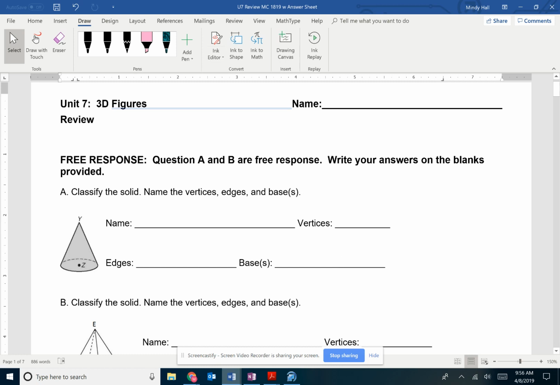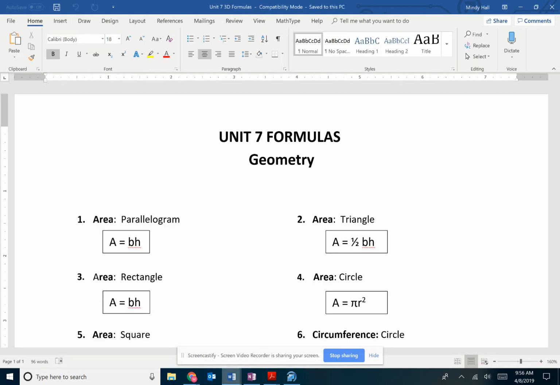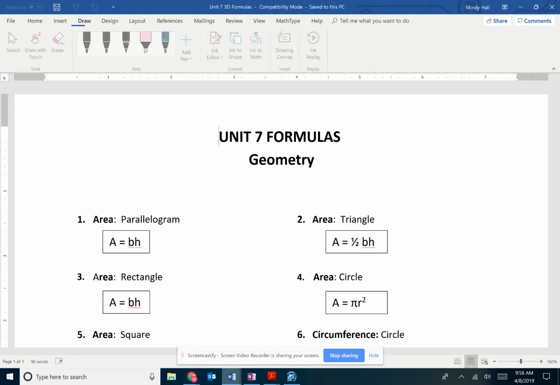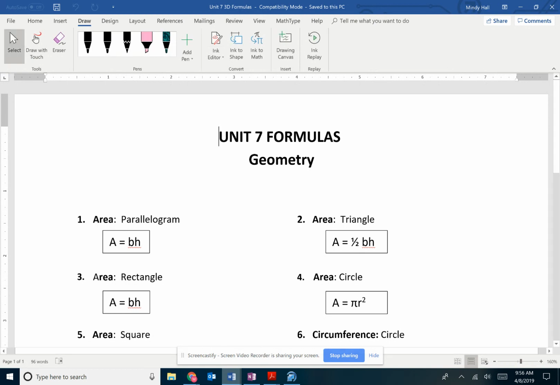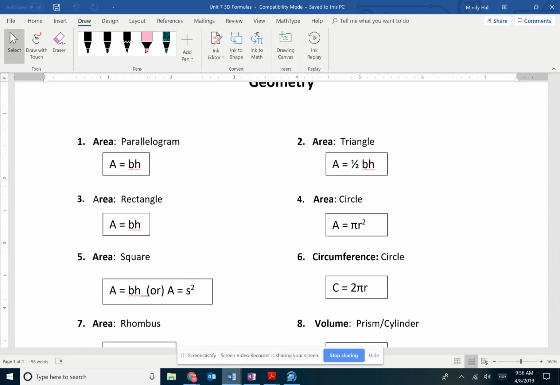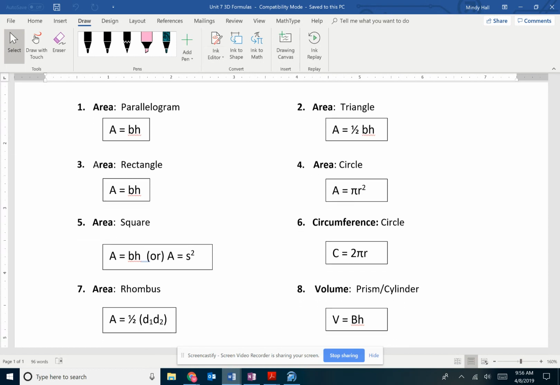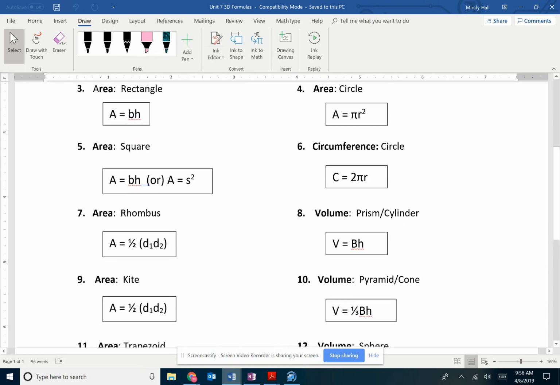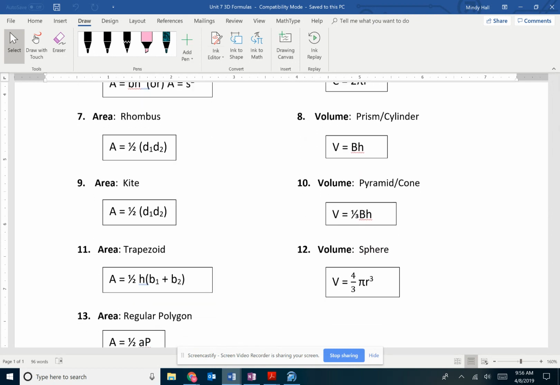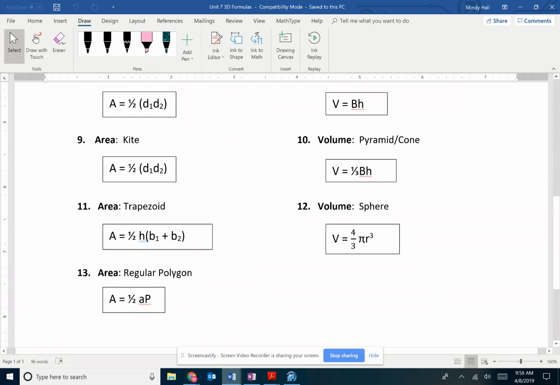All right, we are going to be completing the Unit 7 review, and just so you are aware of what reference sheet you will have on the test for other formulas, this is what it looks like. So if you notice, we have area of a parallelogram, area of a triangle, rectangle, circle, square, circumference formula, area of a rhombus, area of a kite, area of a trapezoid, regular polygon, so hexagon, pentagon, octagon, all of those.